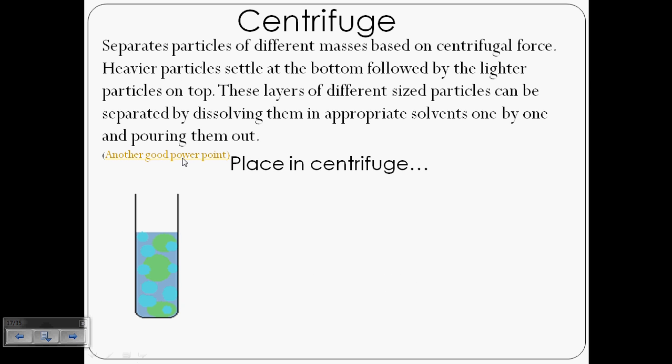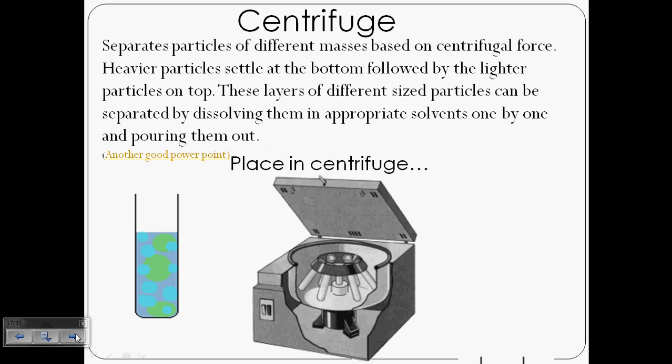So this is another good PowerPoint link here to go and check how centrifugation works, but this is a pictorial representation. You have mixed mass particles. You see the heavier particles settle at the bottom, lighter ones settle on the top, and they form like a gradient based upon masses. And you can separate each layer by finding a proper solvent to dissolve it in. So each layer dissolves in a particular solvent, and then you pour it down, then you add another solvent to dissolve the next layer, and so on. And this picture here is of a micro or small centrifuge that typically high school laboratories have.